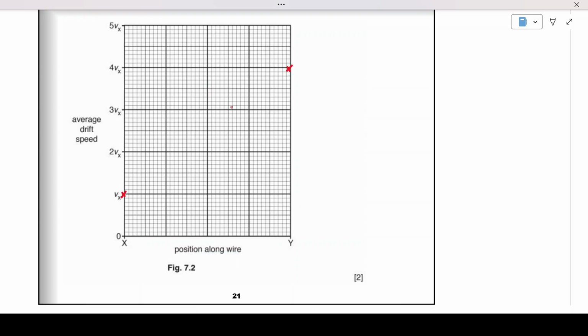Now the question is, we do have 2 points. Shall we join these 2 points with a straight line? Shall we join with a curve that looks something like this, increasing gradient? Shall we join it with a curve with a decreasing gradient? The answer is, if we plot only 2 points, we would never know. So the right way is that we must find the drift speed at another value as well. So I can find the drift speed exactly in the middle of x and y, and then we can see the trend of the points and draw the line accordingly.